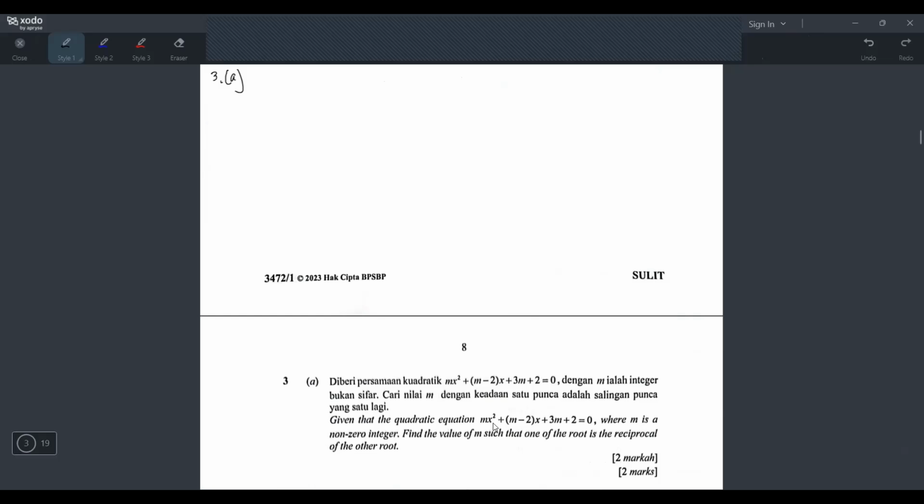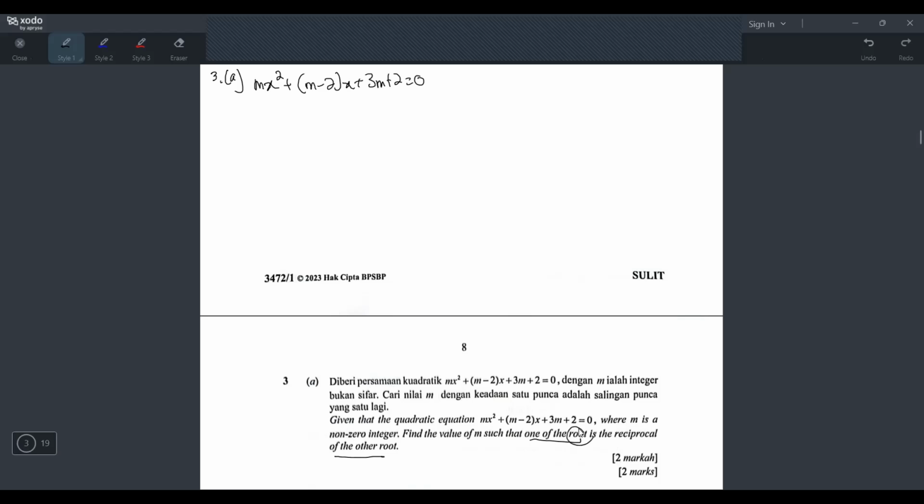Given that the quadratic equation mx squared plus (m minus 2)x plus 3m plus 2 equals 0, obviously this is general form, all right? So the x is the variable, so focus on the variable, x squared and x, and then equals 0. So let's write down the equation, mx squared plus (m minus 2)x plus 3m plus 2 equals 0. This is already in general form, where m is a non-zero integer. Because if m is 0, then it's not quadratic anymore, right? Find the value of m such that one of the roots is the reciprocal of the other root.